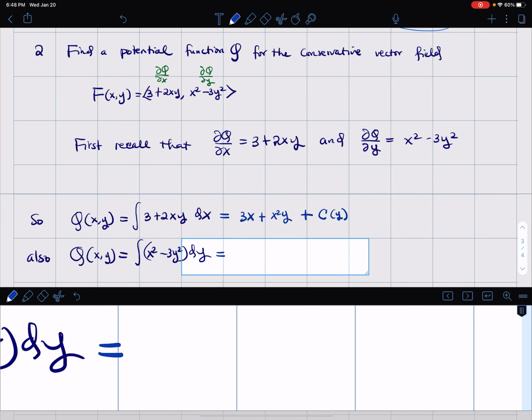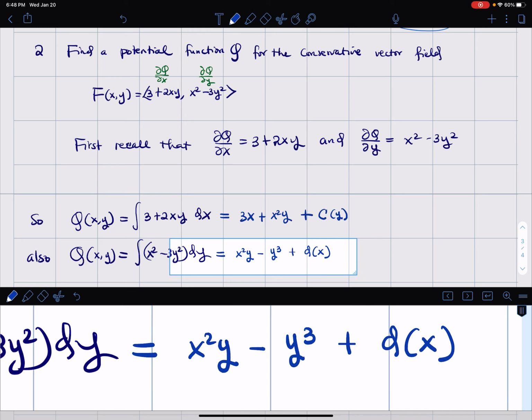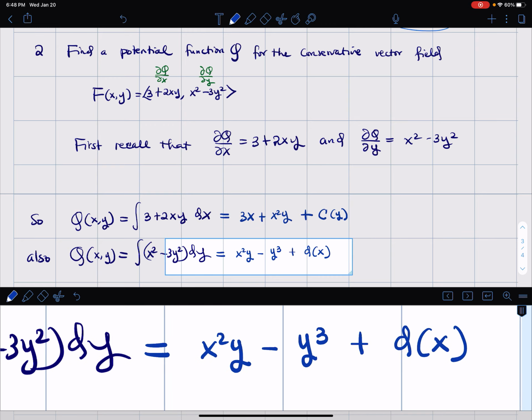All right. And in this case now we have x squared y minus y cubed plus a function of x. Again, since we're taking partial with respect to y, that means that we treated x as a constant.